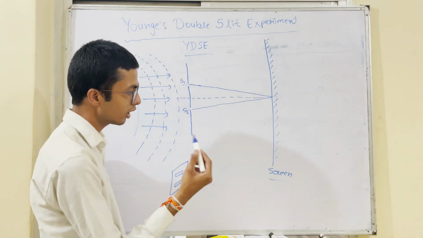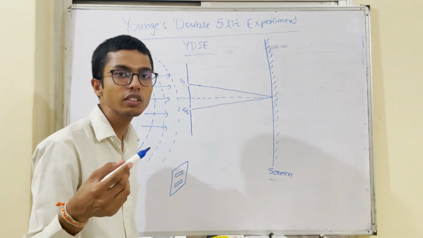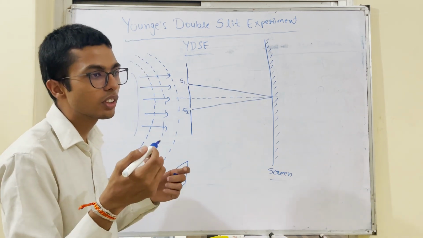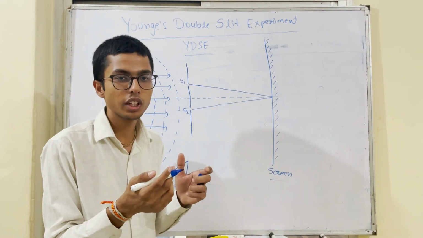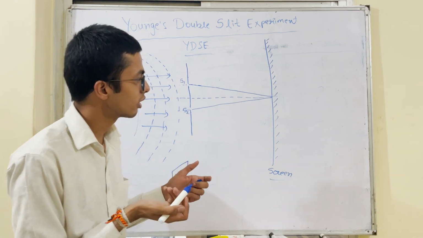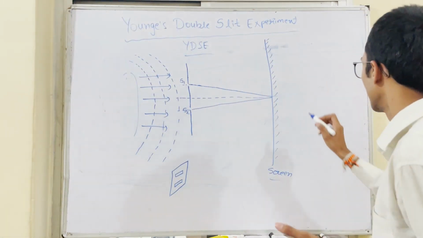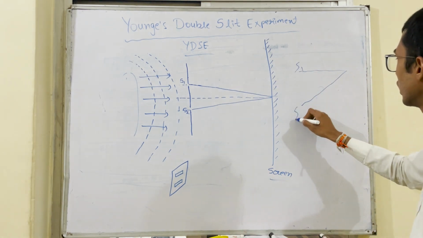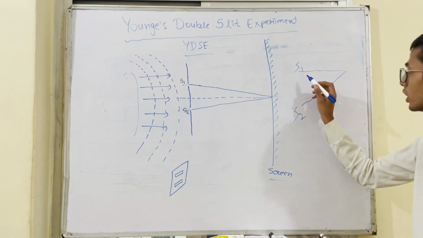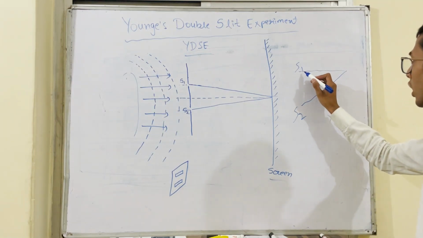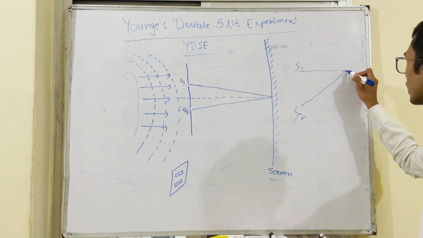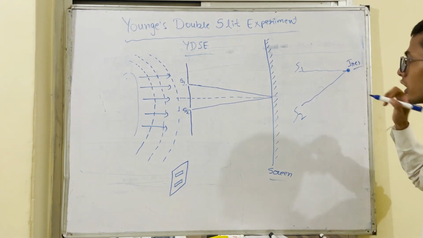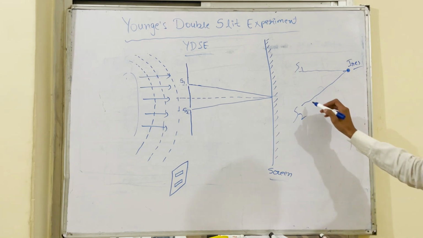So when the different intensities come, the resultant intensity, there should be some path difference, some phase difference. So what is path difference? What do we understand by path difference? These are two sources. So why does this resultant intensity differ?